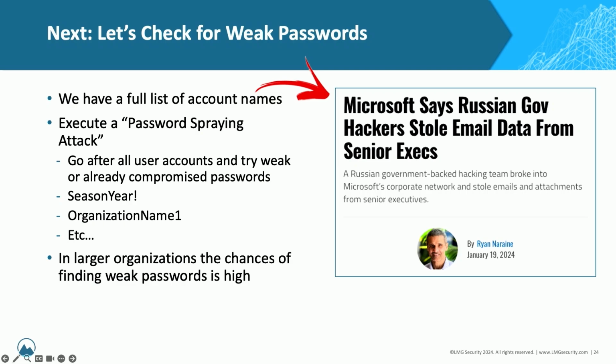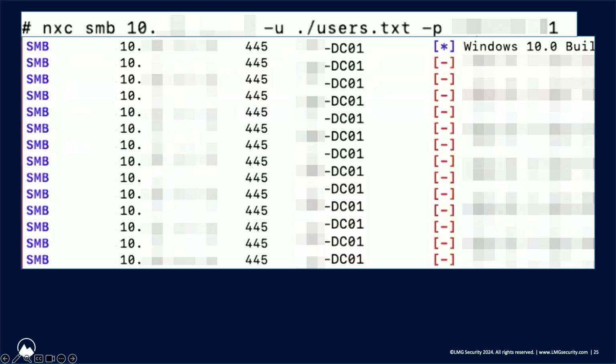We had this on here too. Anybody remember Microsoft getting hacked by the Russian government back in January of 2024? This was a password spraying attack. It was just a weak password to let these guys in the door. This wasn't a 0-day. It wasn't some sophisticated nation state campaign. Somebody just had password123 as their password and ended up getting roasted because of it. So there's your test.